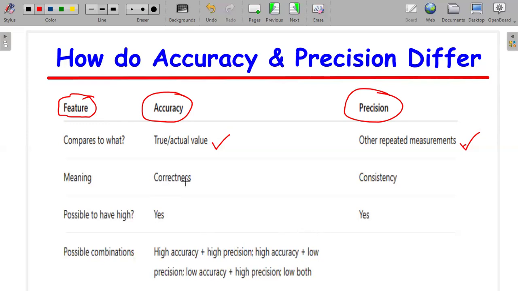So is it possible for the accuracy to be high? Yes, it's very possible for the accuracy to be high, and it's also very possible for the precision to be high. And then the possible combinations that you can have: you can have high accuracy and high precision, meaning they are close together and they are hitting the target. Another combination is high accuracy but low precision, like we saw in the previous diagram. Then another combination is low accuracy plus high precision. And then the fourth one is that both of them can be low.